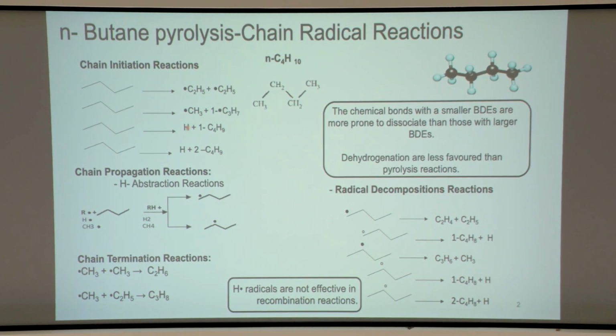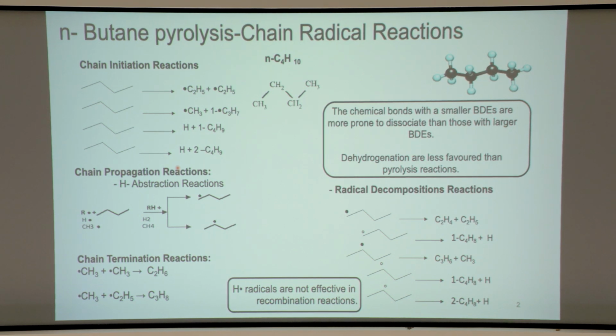You could also lose a hydrogen. Actually, these are the only 2 scission reactions that are possible: the scission in the middle and the scission on the side. If you break on the other side, it's the same reaction. It's not any different. You could lose an H radical off the primary, the first site here, so you form H plus 1-C4H9. 1-C4H9 is a radical on the primary site. Or you can lose a hydrogen from the second carbon, so you get H plus 2-C4H9. So these are all the potential unimolecular initiation reactions.